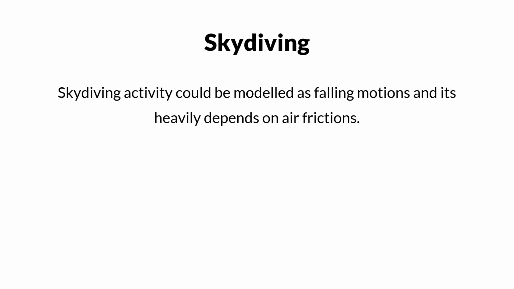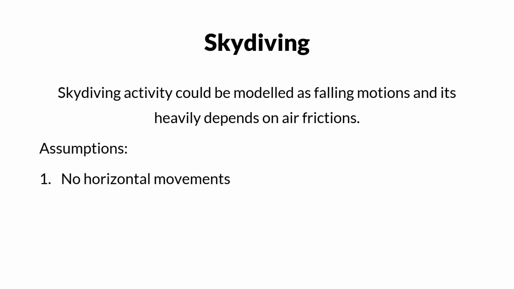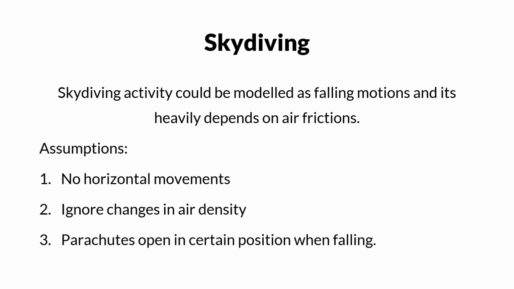Skydiving can be modeled as falling motion, and it heavily depends on air friction. Let's assume that there is no horizontal movement and we ignore the change in air density. And then the last assumption is that the parachute opens at a certain position when falling.